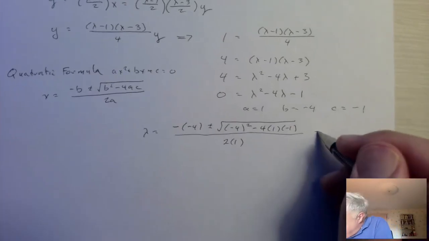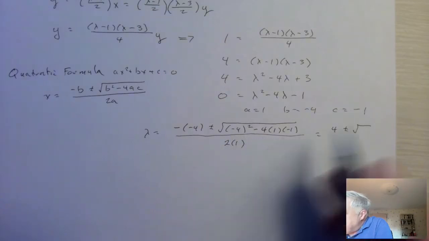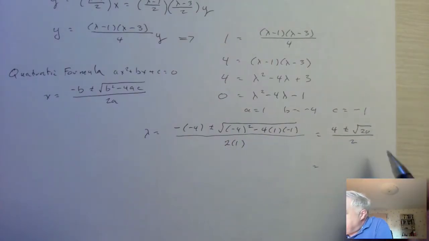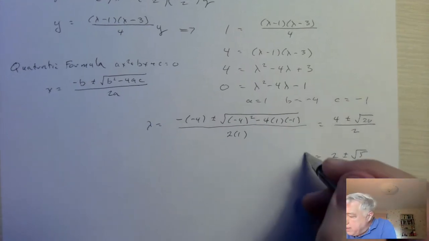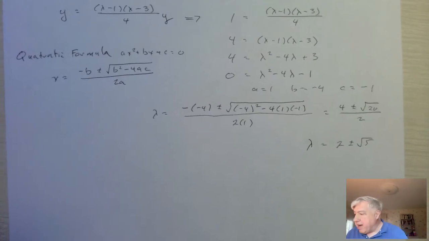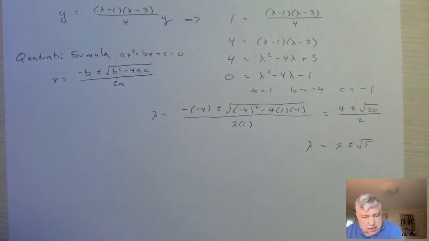This will be 4 plus or minus the square root of 16 plus 4, that's 20, all over 2. And this reduces to 2 plus or minus the square root of 5. Okay, that's lambda. So we actually get 2 values of lambda, 2 eigenvalues, but they're just irrational this time. But we can still find out, let's see if we can find what the eigenvectors are.